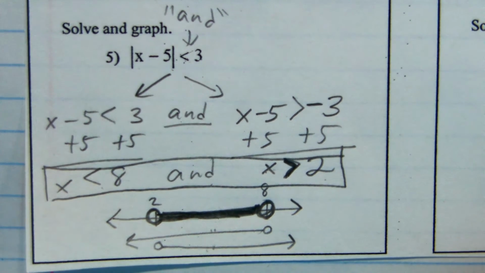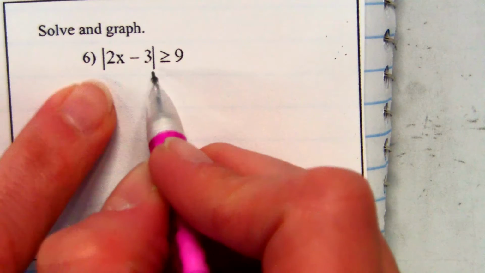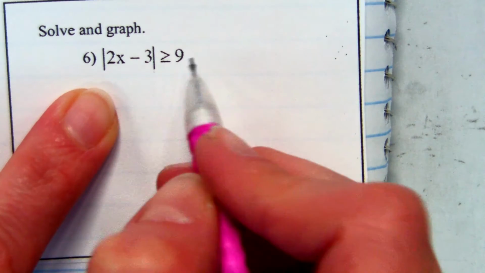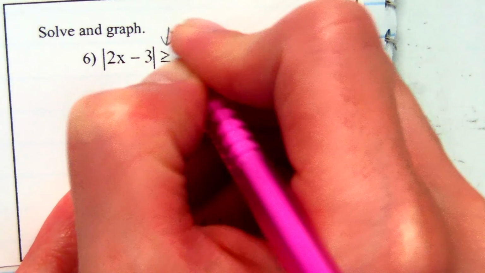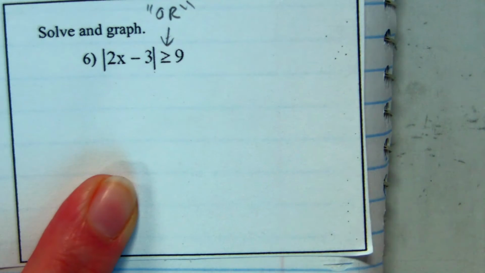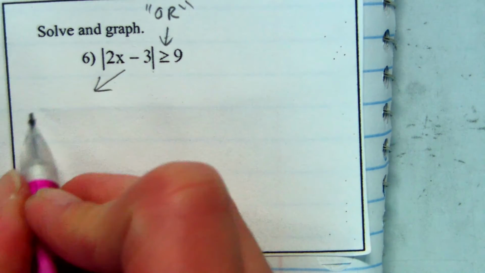Everybody done with it? All right, let's look at number 6. So my absolute value is already isolated. I don't have to solve for it. We can go ahead and just separate this apart. Since this is greater than, we can go ahead and go, okay, this is going to be an or. So we break this apart.